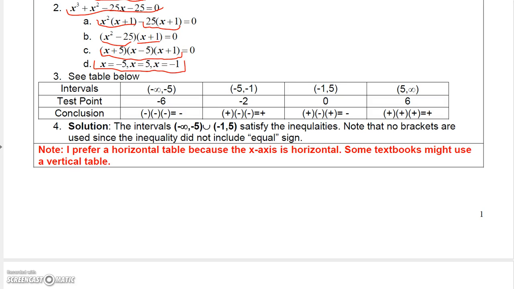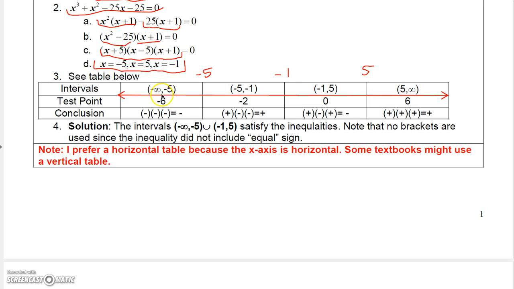So now I can break the line up into 4. So the 4 intervals are everything to the left of negative 5, everything between negative 5 and negative 1, everything from negative 1 to 5, and everything to the right of 5. So I can do my test values again.